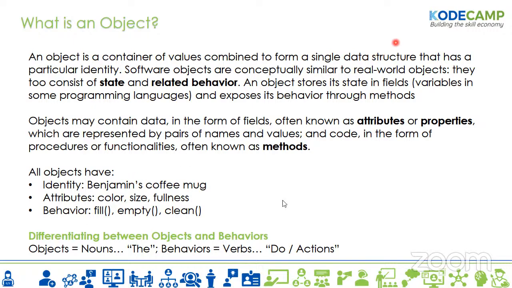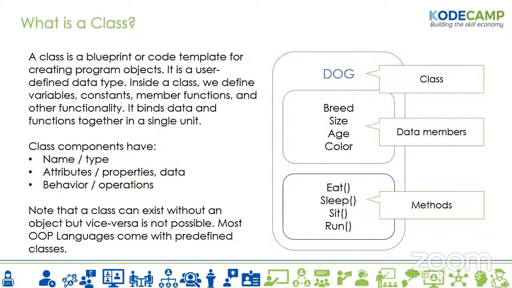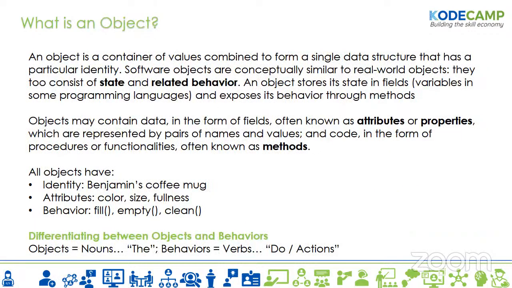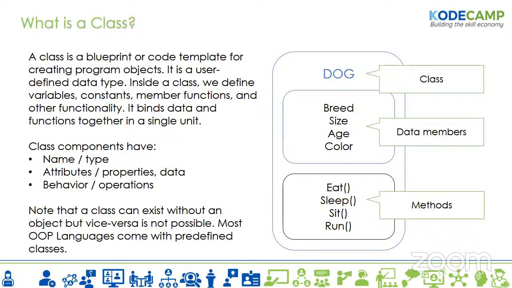All right. Now, how do we look at an object? One of the key things we need to take away from object-oriented programming is that we have objects and we have classes. Now, a class is basically a blueprint or code template for creating program objects. So when you use a class, you are creating an object. It is basically the blueprint.